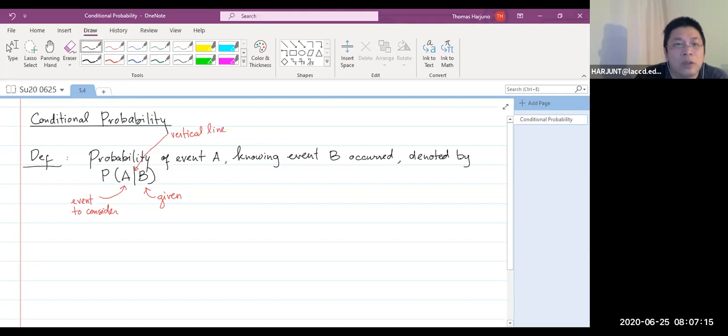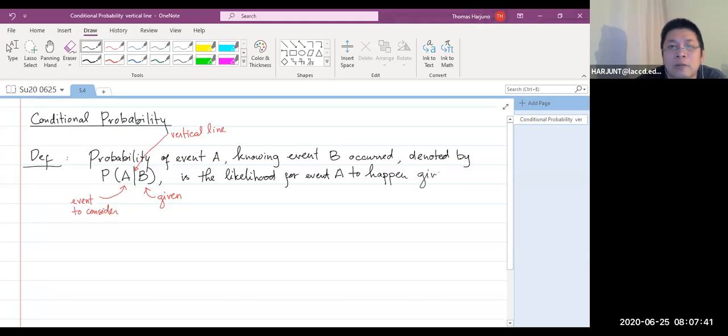Now, let me continue with the definition. It is the likelihood for event A to happen, given event B also happens, or already happened.